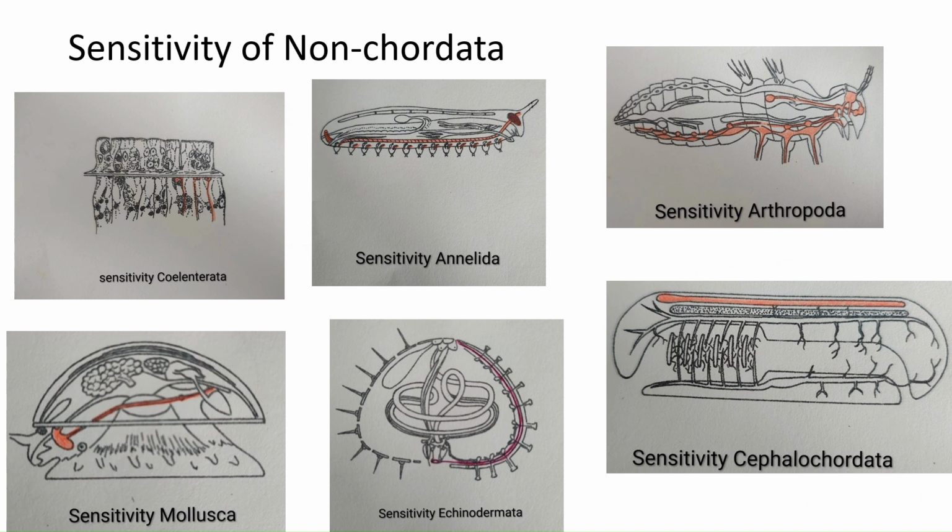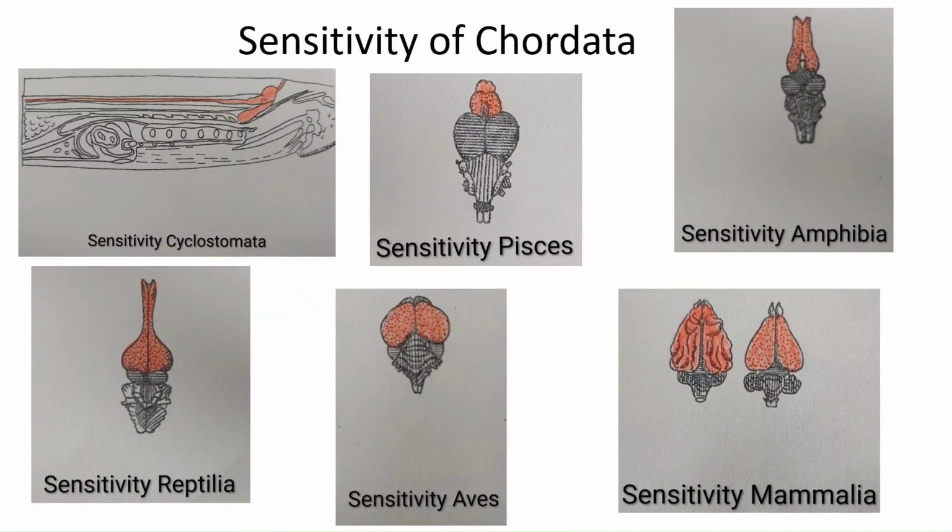Now, in this slide, we can see the sensitivity cards for all the non-chordata. So we have the Coelenterata, Annelida, Arthropoda, Mollusca, Echinodermata, and Cephalochordata. This slide has the cards for sensitivity of chordata. So you can see Cyclostomata, Pisces, Amphibia, Reptilia, Aves or birds, and Mammalia.